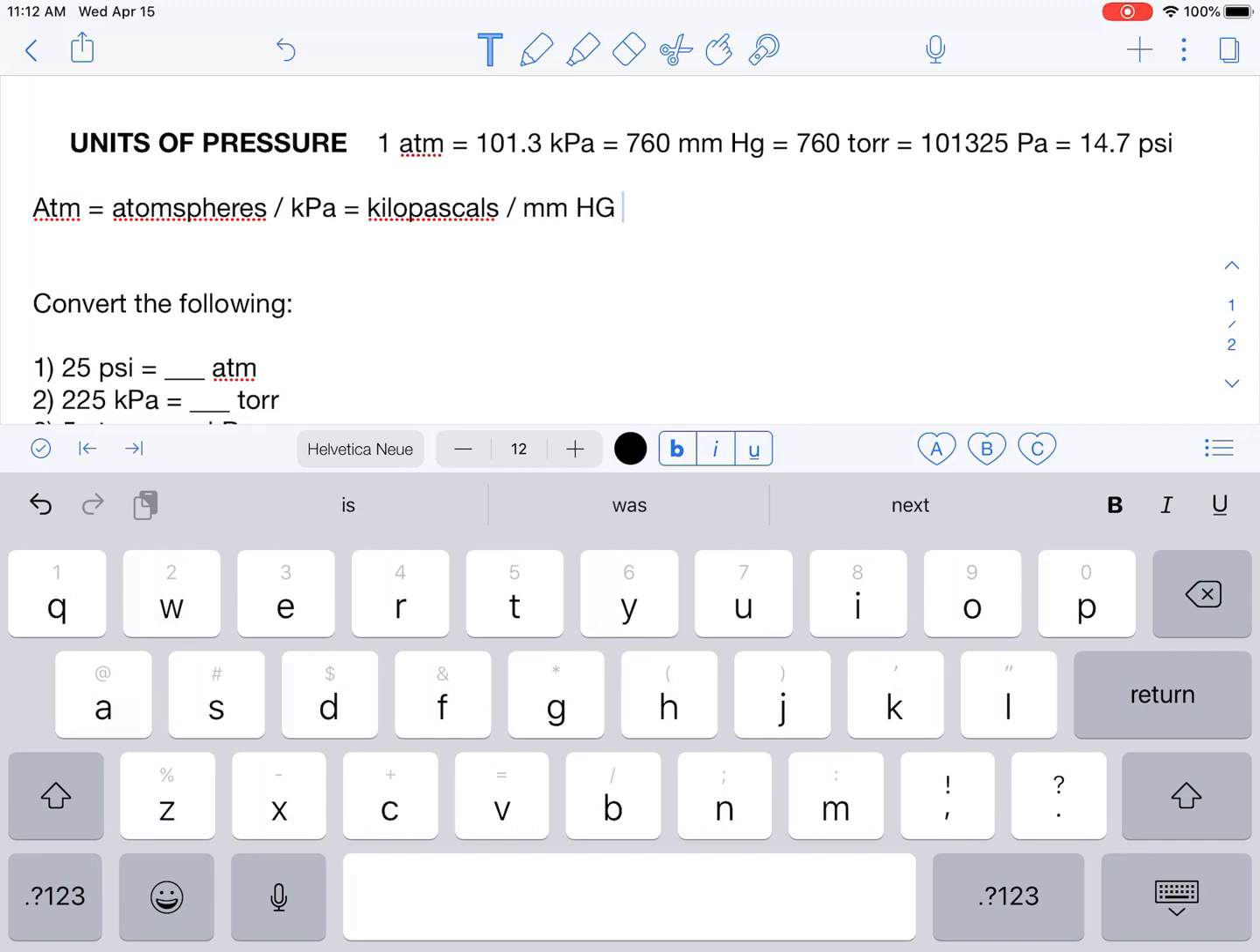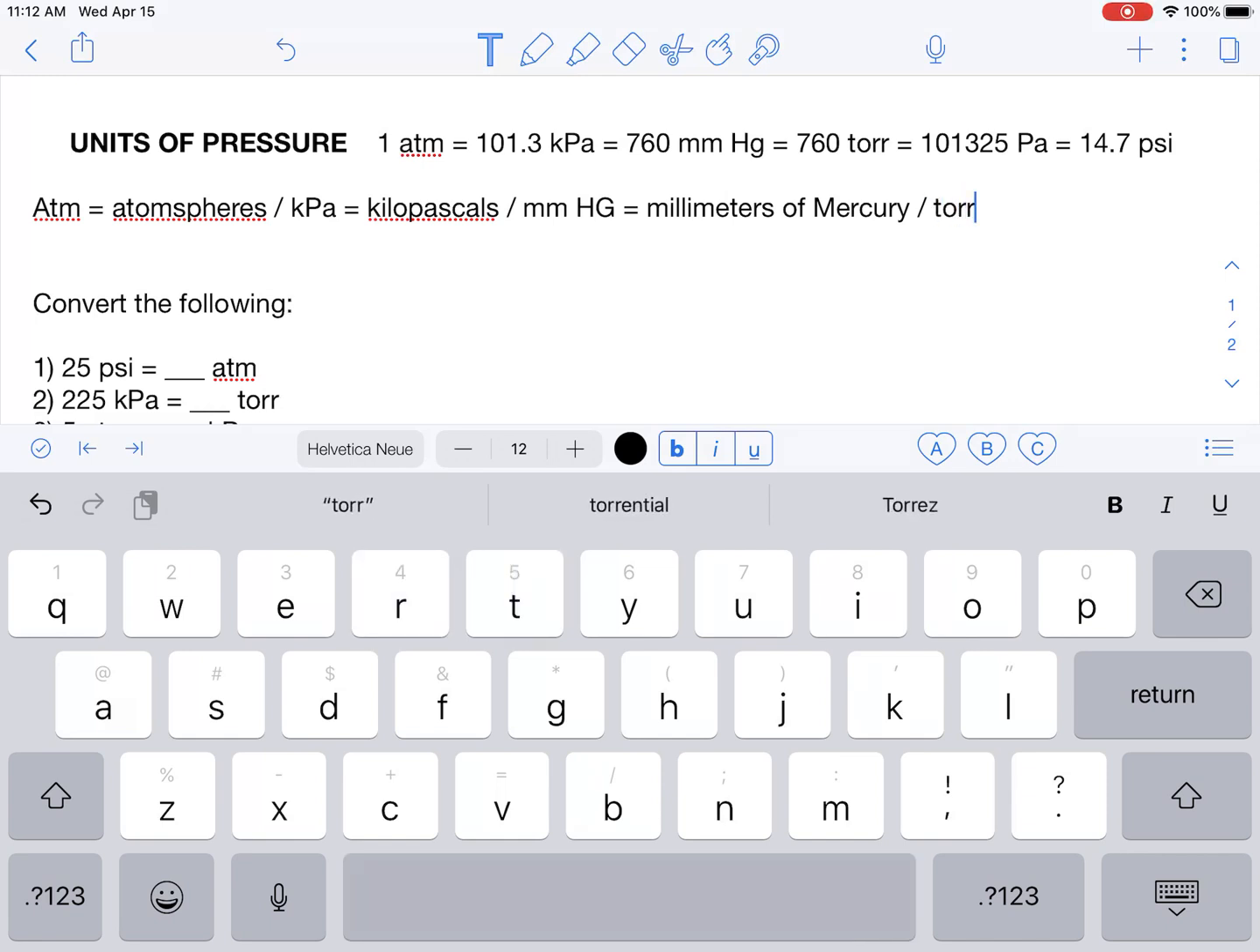mmHg represents millimeters of the element mercury. And why do they use mercury? Well, check out that video that I uploaded on the history of the barometer.